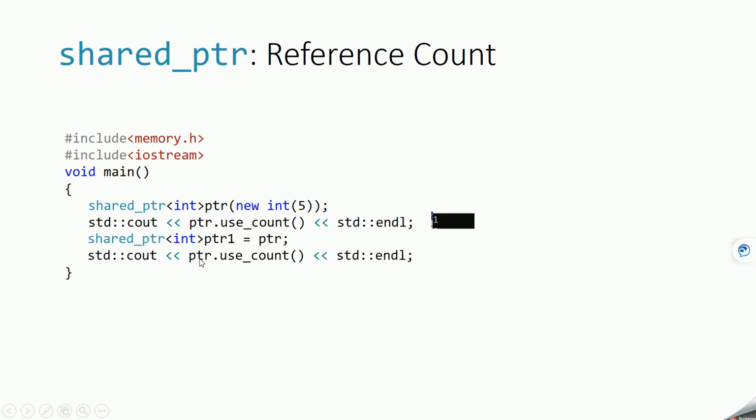Now if we write code like shared_ptr<int> ptr1 equal to ptr, and then we try printing ptr.use_count, at this time it will give you output as 2 because now both ptr1 and ptr are pointing to this memory. So there are two owners of the same memory, so the reference count will become 2. This is how this shared pointer works.